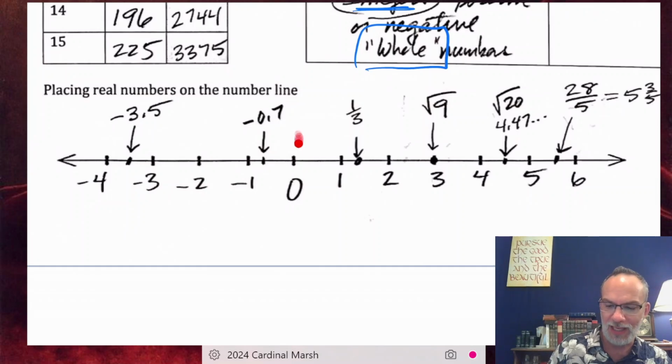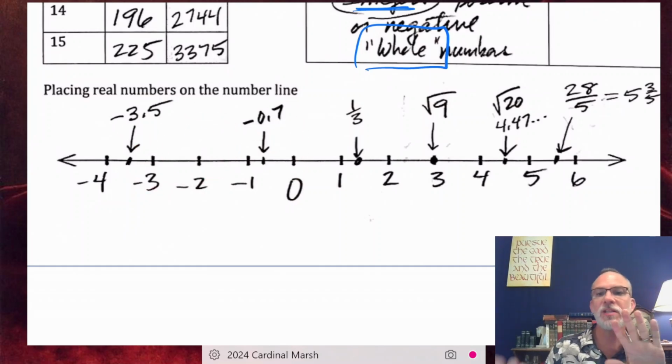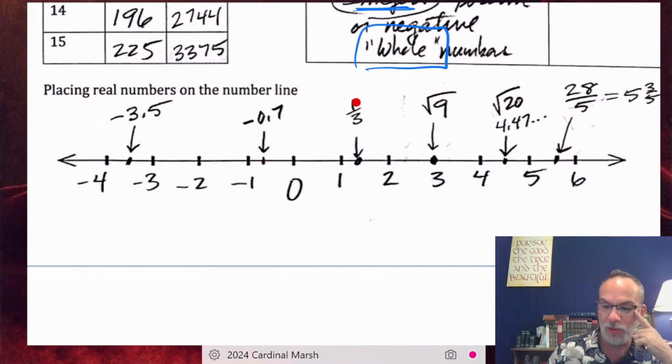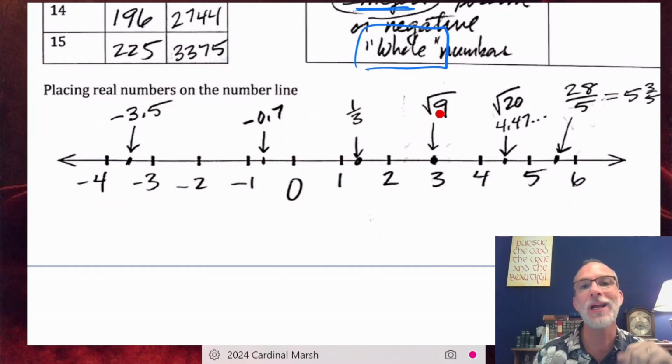When you're on the left side of 0, all of these numbers have got the direction stuff reversed. Okay, so -0.7. That's between 0 and -1. So it's between these here. It's about 7/10 of the way through. +1/3. As a decimal, that's 0.33333. That's about right here. Square root of 9, what's that? Well, that's just plain old 3.